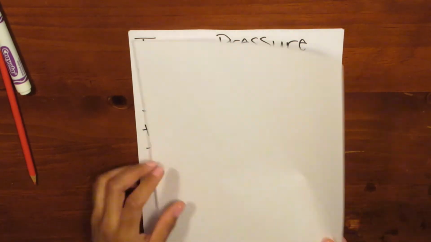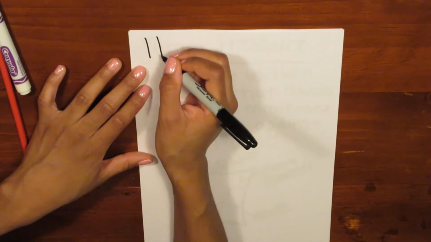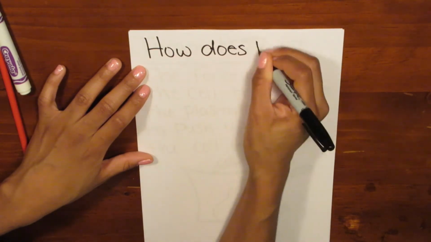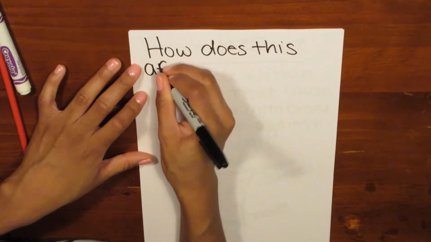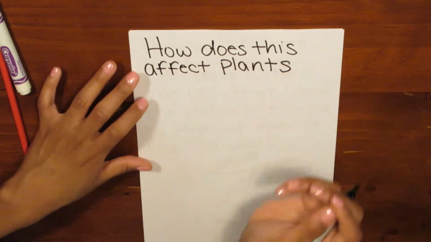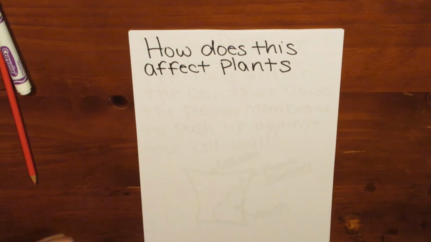So now let's go ahead and look at how does this affect plants? Okay, like we see the cells, but how is this actually going to affect the plant? What is it going to make the plant look like? Well, that's what we're looking at right now. We're going to see how the cell either being nice and full makes the plant look, or how it being more shriveled makes the plant look.